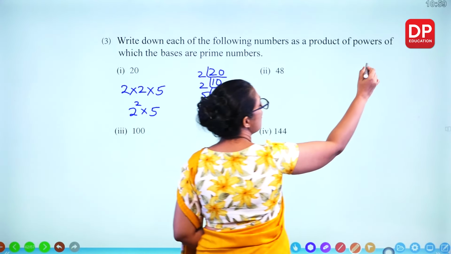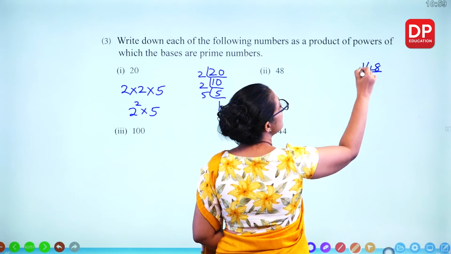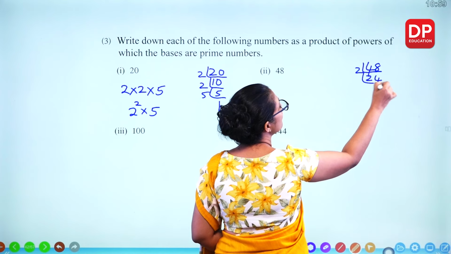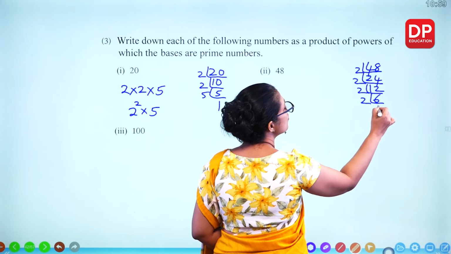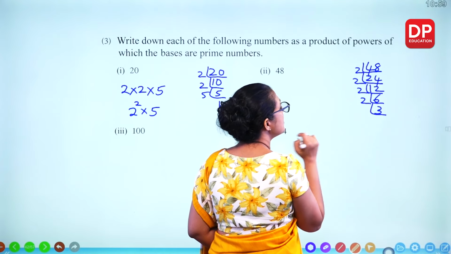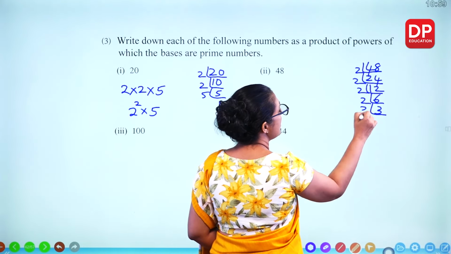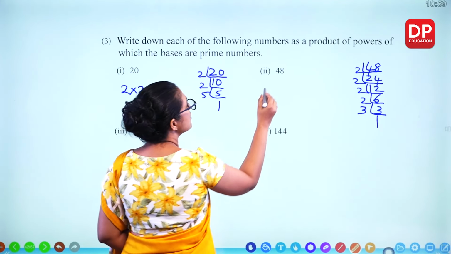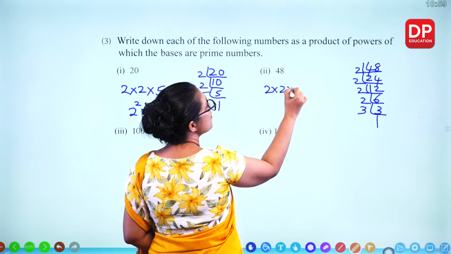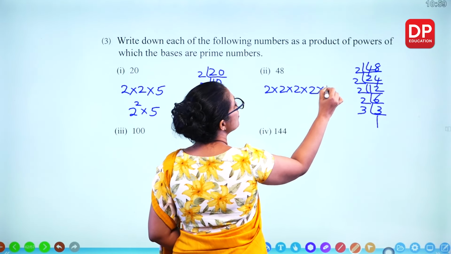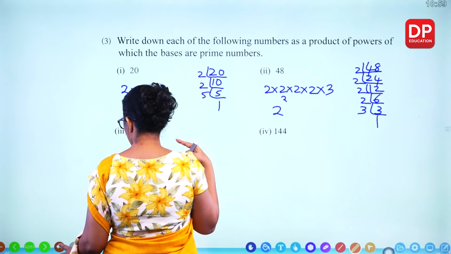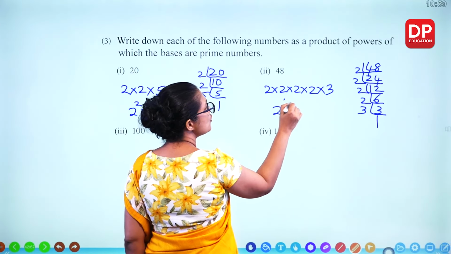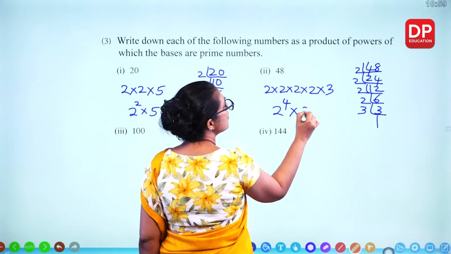48. You have to divide and see. Divide by 2, divide by 2 again. Again, divide by 2. So you get here again 3, and 3 with 1. So 2 times 2 times 2 times 2 times 3. You can finally write, how many 2's are there? 4 2's and 1 3.